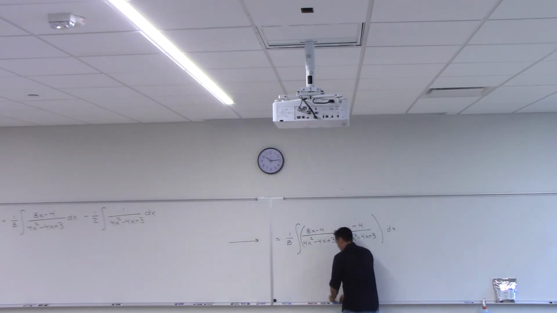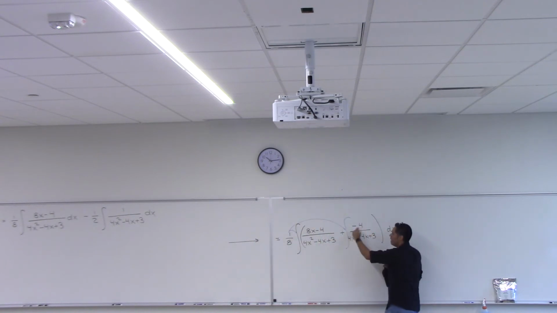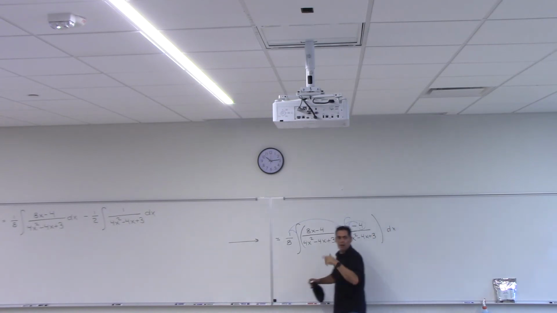When I distribute this through, this 1/8 is on this integral, and if I split it into two integrals, I'm going to have another integral here, it'll be 1/8, and then that -4 is going to come out and join that -4 over 8, -1/2. Question?